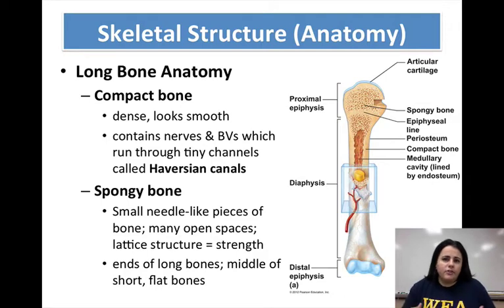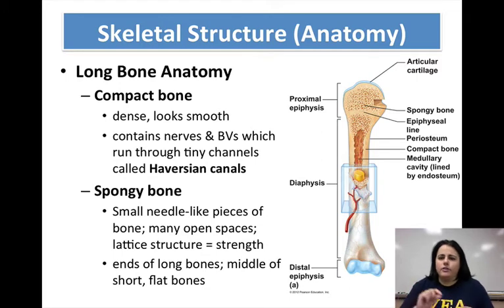Spongy bone, because of its spongy nature, doesn't need these canals because there's plenty of spaces and gaps for the blood vessels and nerves to kind of meander through and supply the cells in those locations with the nutrients that they need.